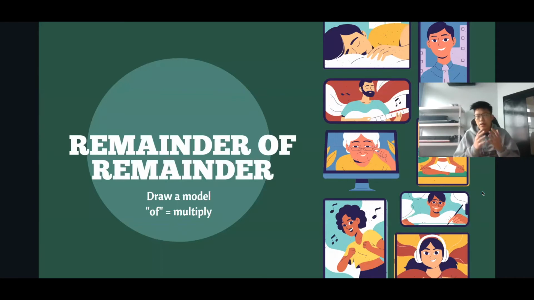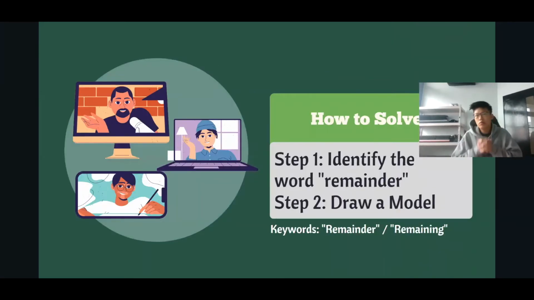Now, as you can see over here at the bottom of my screen, I wrote draw a model. The second thing you want to take note of is the word "of". It's a word that you need to remember well. It means to multiply. Okay, so now how to solve this? There are two steps that I will be using.